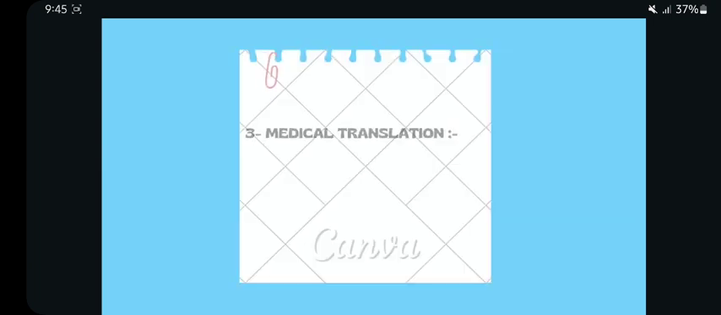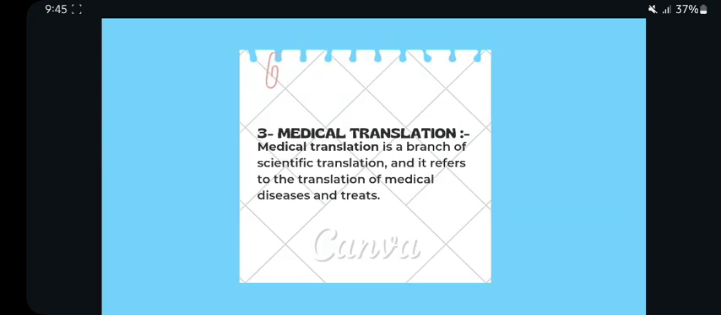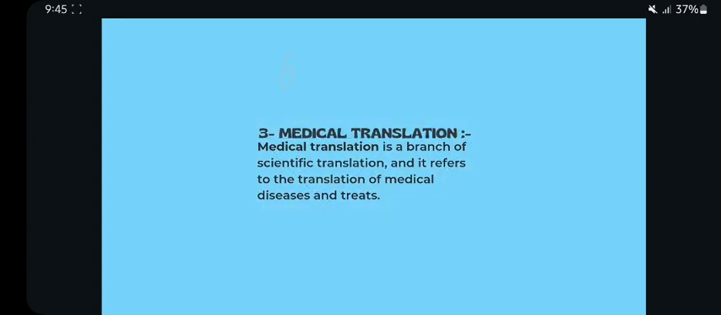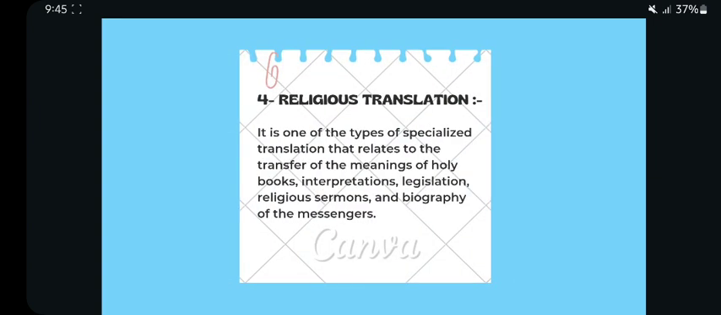3. Medical translation. Medical translation is a branch of scientific translation, and it refers to the translation of medical diseases and treatments. 4. Religious translation. It is one of the types of specialized translation that relates to the transfer of the meanings of holy books, interpretation, legislation, religious sermons, and biography of messengers.